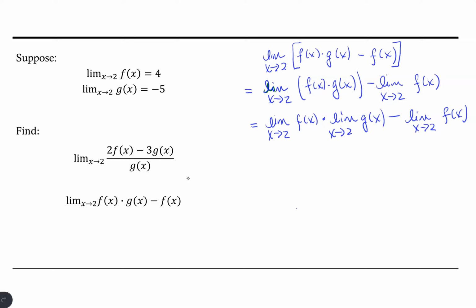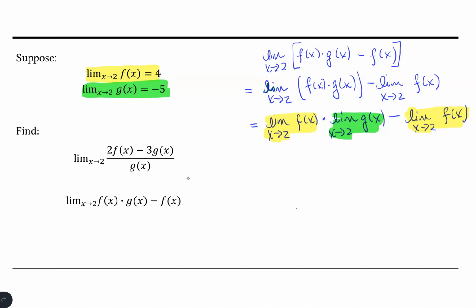We are now at a point where we can do some substitution. So we can go ahead and substitute the value 4 wherever we have the limit as x approaches 2 of f of x, here in the first term and here in the second term. And then we can substitute in the value of negative 5 wherever there is a limit as x approaches 2 of g of x. So we'll be able to substitute that right here.